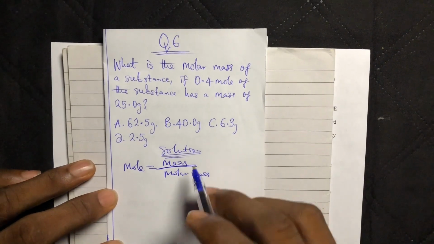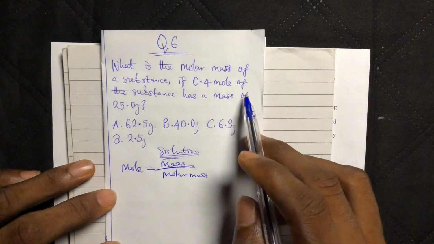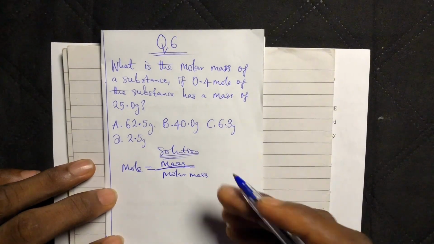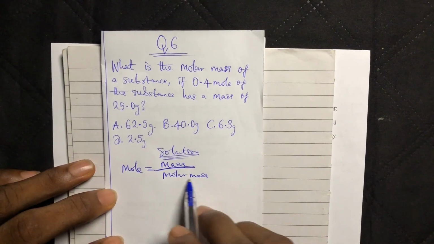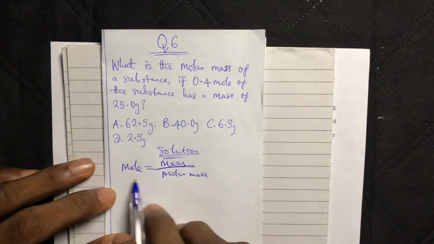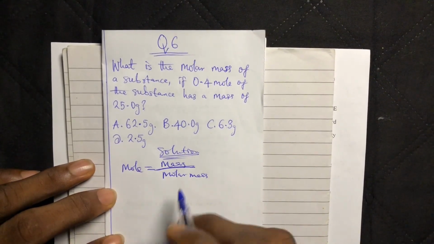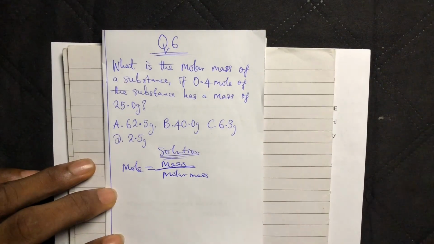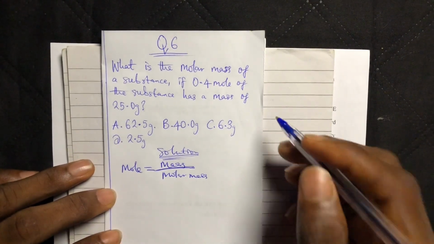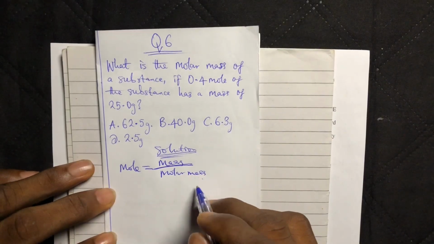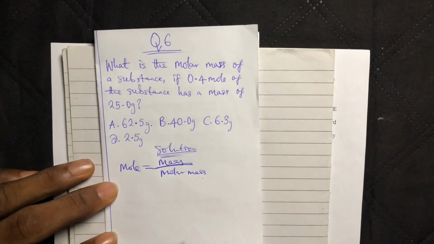That is the formula that we are going to use to solve this particular question. But then the question is asking for molar mass, right? So don't worry, I'm going to show you how you can make molar mass the subject of the formula. Since we are being asked to look for the molar mass, the first thing you're going to do is to make molar mass the subject of the formula. And how are you going to do that? We are going to cross multiply.